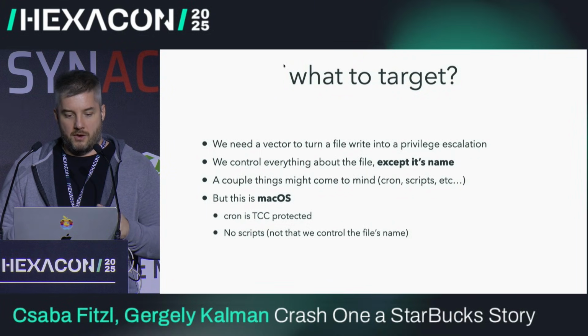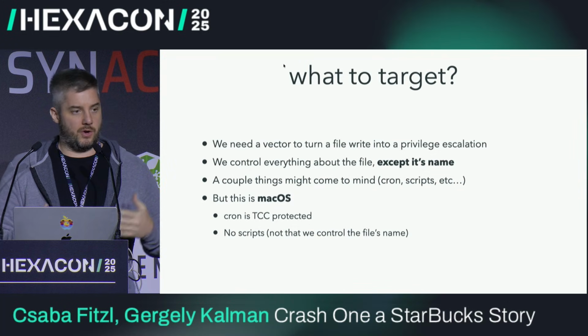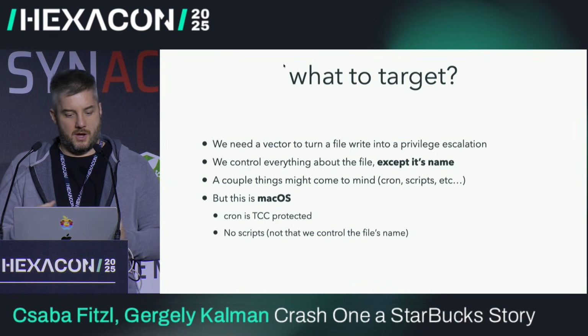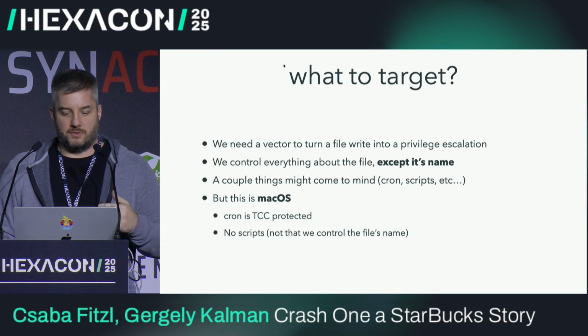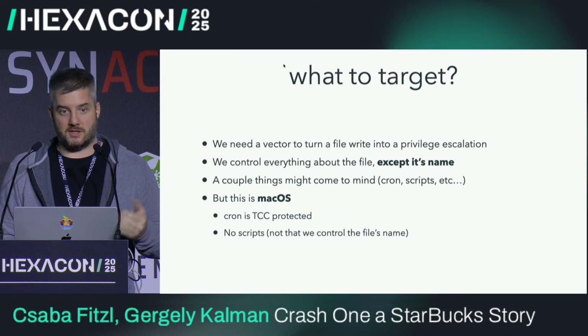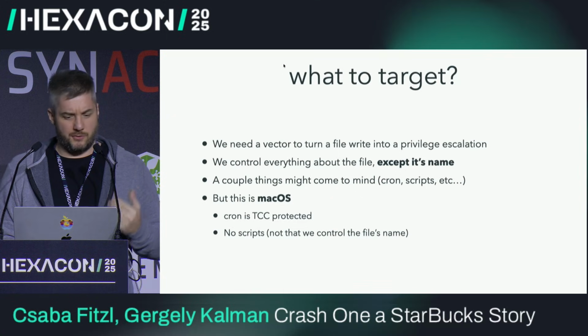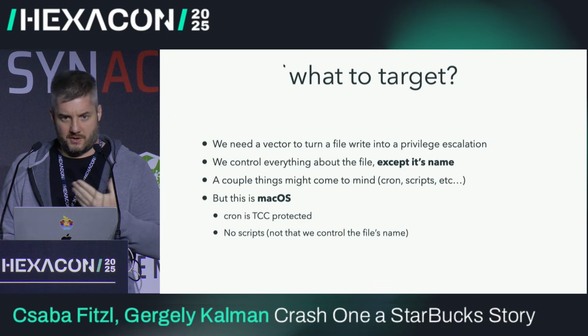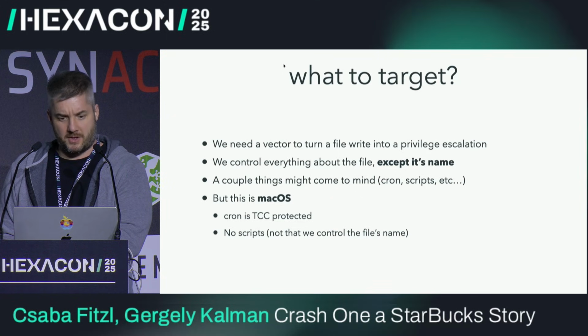Well, we can target some old school stuff. Most of you know a couple of these things. Under Linux, you would basically overwrite some scripts, you would overwrite some config file, overwrite something else. But for that to work, you have to have file name control, which you do not have in this case. There are some directories that you can write stuff into. We'll get into that later. However, this is macOS. So the cron directory is TCC protected. I don't think it exists by default. And there's no scripts. And even if there were scripts, we don't control the name, again.